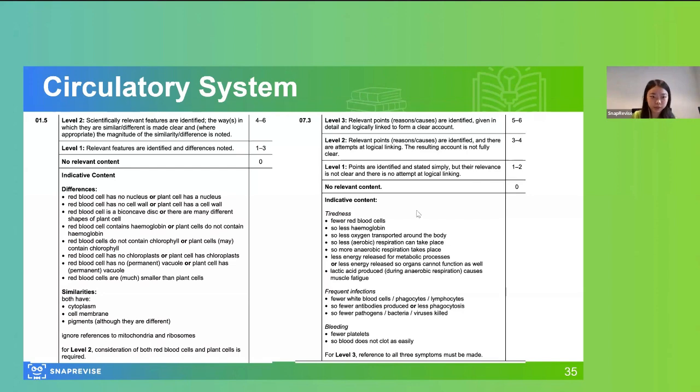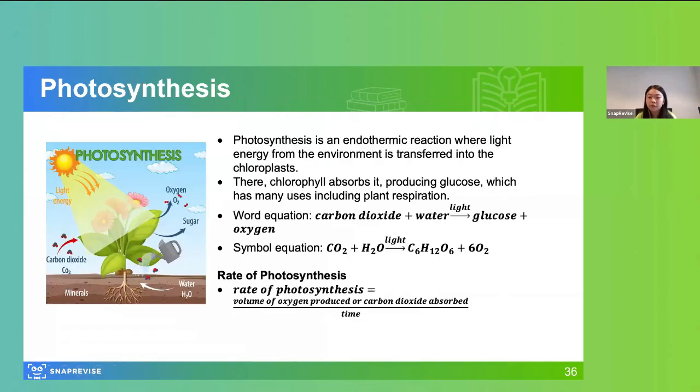Let's move on. Photosynthesis. Okay, with photosynthesis, just quickly reminding you, because this is in chemistry, what is endothermic and exothermic? Endothermic means you're taking in energy, and exothermic means you're releasing energy. So photosynthesis is an endothermic reaction because it's taking in light energy. This light energy is from the environment, from the sun, and this light energy is then transferred into chloroplasts.